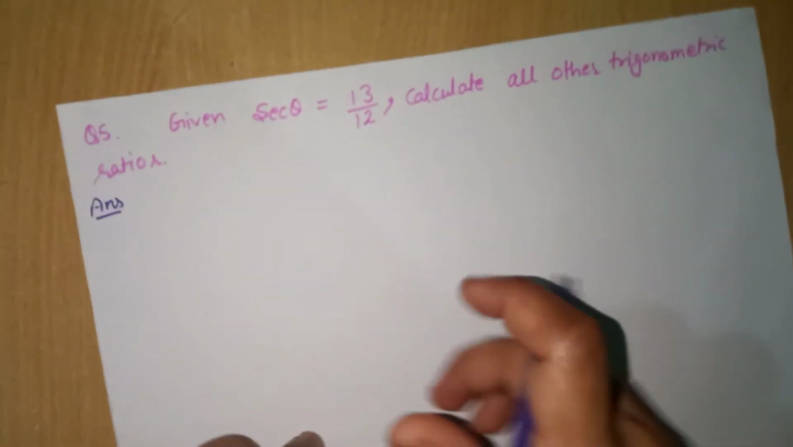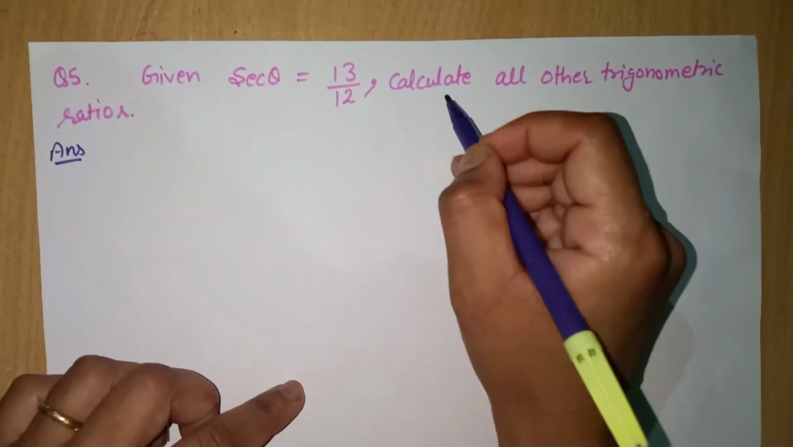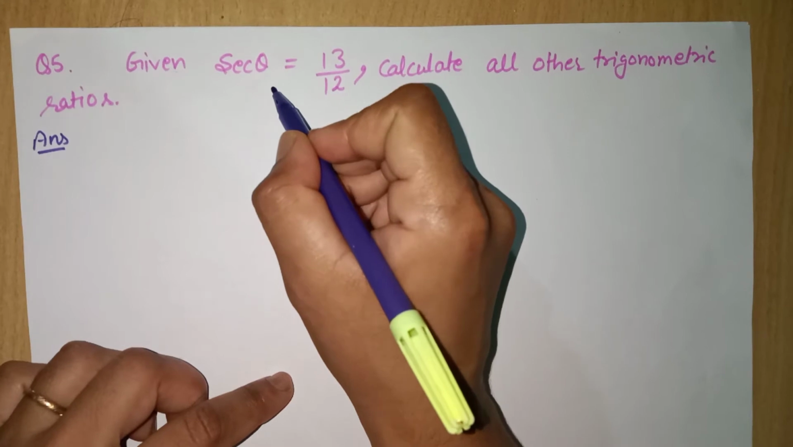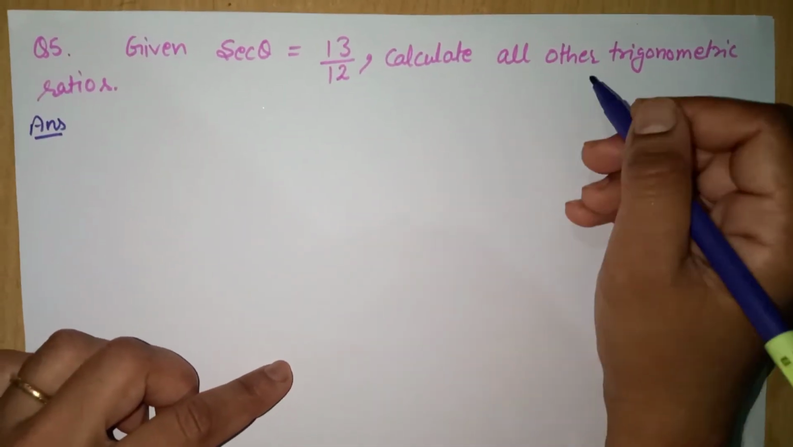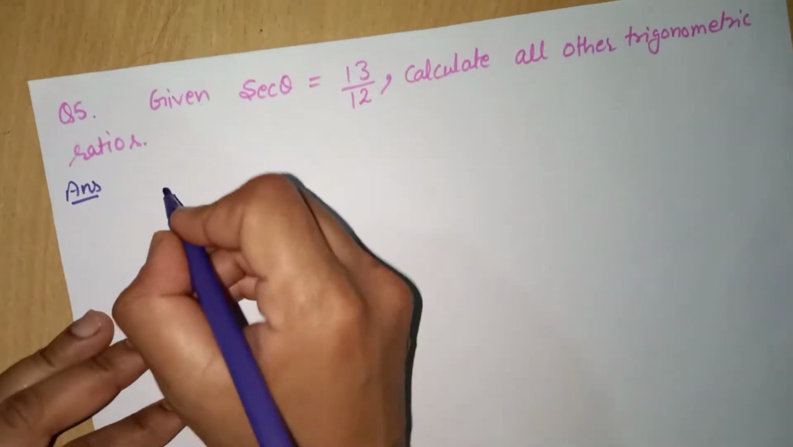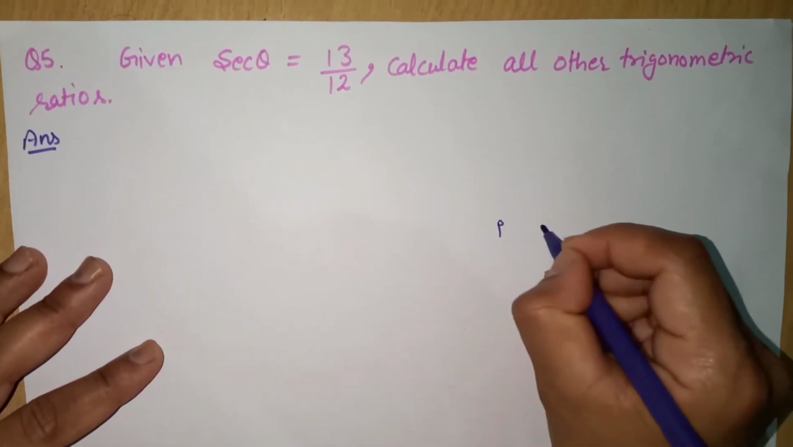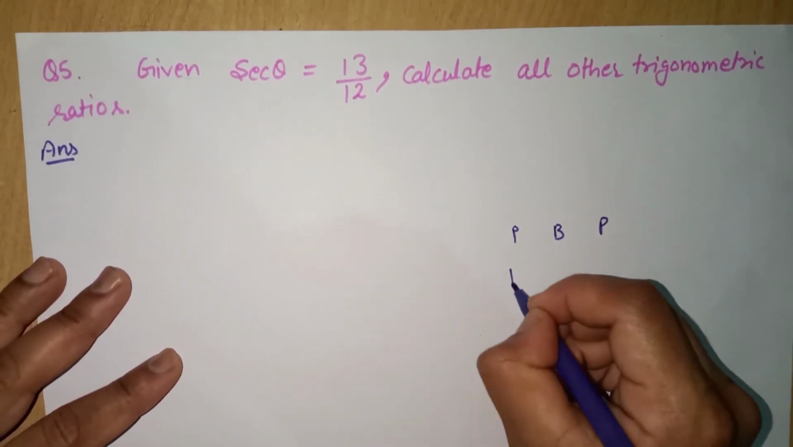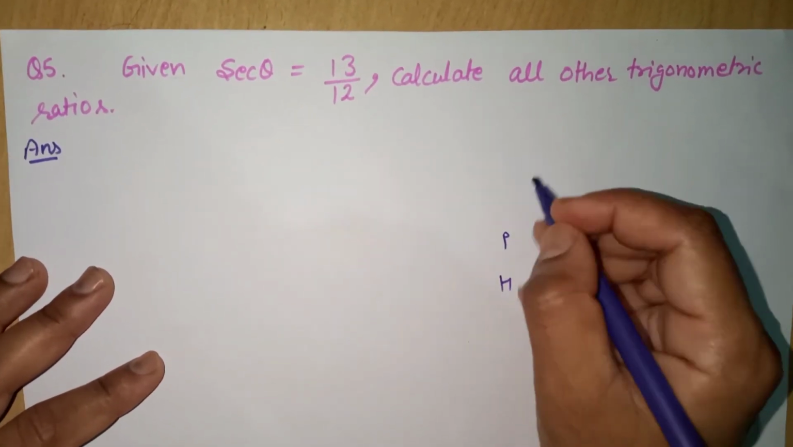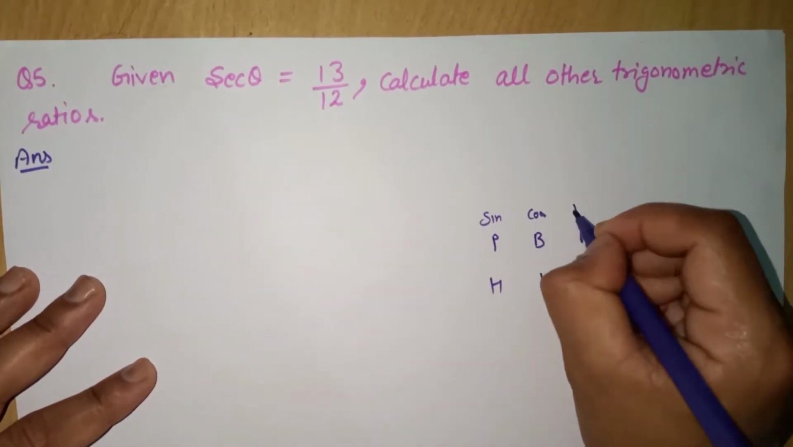Question number 5 is: given secant theta is equal to 13/12, calculate all other trigonometric ratios. We have been given the value of one trigonometric ratio and we have to find the value of the other 5 trigonometric ratios. So let's start. First of all, we need the basic formula, that of Pandit Badri Prasad. In all the questions we need this basic formula. So write the values of the trigonometric ratios.